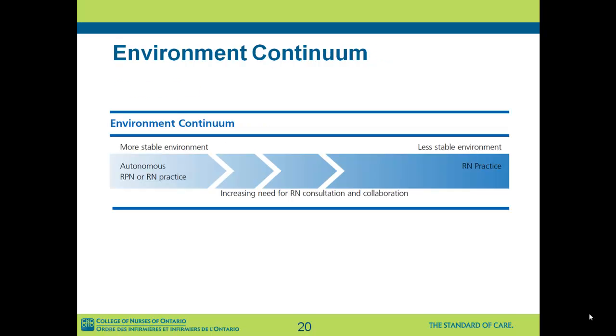This continuum shows the range of environment factors. When practice supports, consultation resources, and the stability and predictability of the environment are all considered, there should be a general idea of whether the environment is more stable, less stable, or somewhere in between. On the left side of the continuum, the environment is more stable. From the environment perspective only, this would be appropriate for RN or RPN practice. As you move along the continuum to a less stable environment, there is an increasing need for RN consultation and collaboration. On the far right side is an environment that would only be appropriate for RN practice.